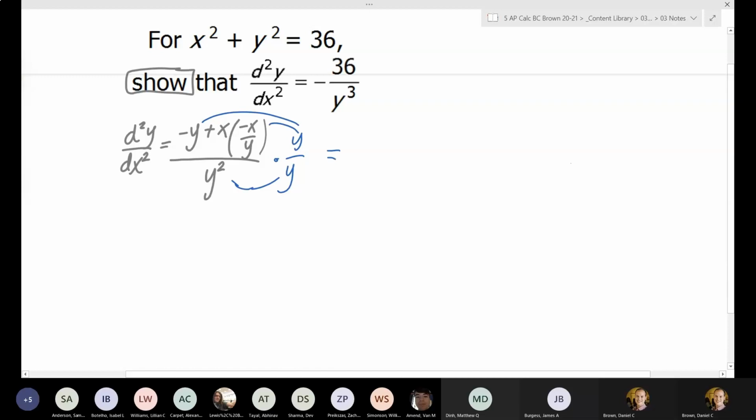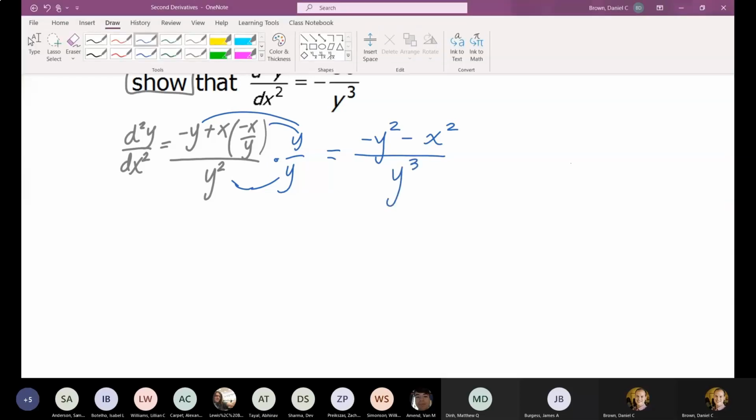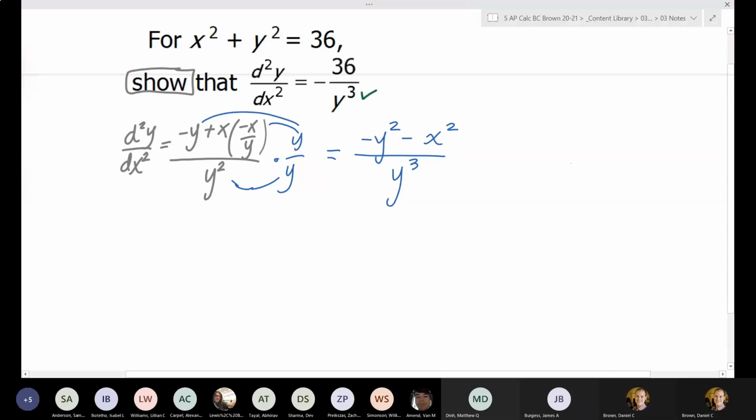So then the second derivative becomes negative y times y, which is negative y squared. For that second term, the y cancels out, but we do have an x times an x, giving me minus x squared. And then all this is over y squared times y, which is y cubed. So we're getting close. The denominator is good to go. We can see the denominator is y cubed. Any ideas of how we can get that numerator to turn into a 36?